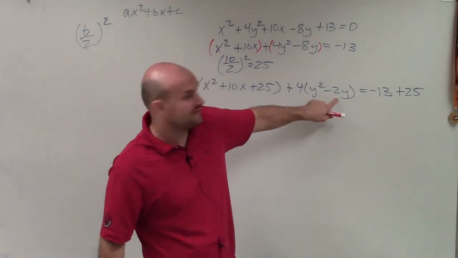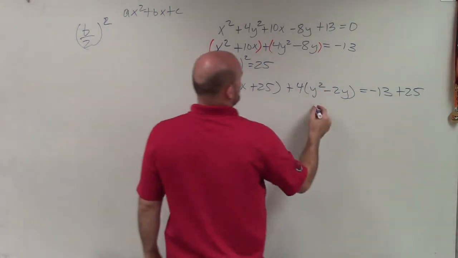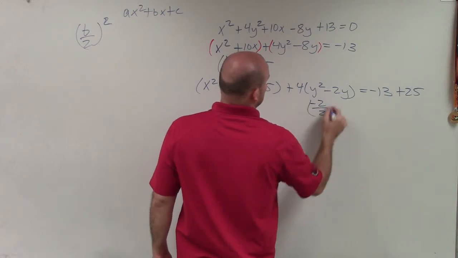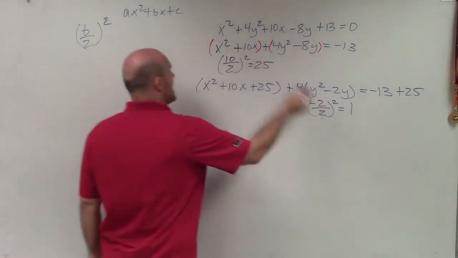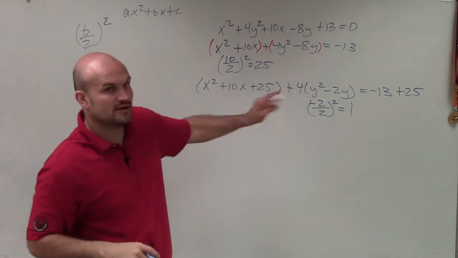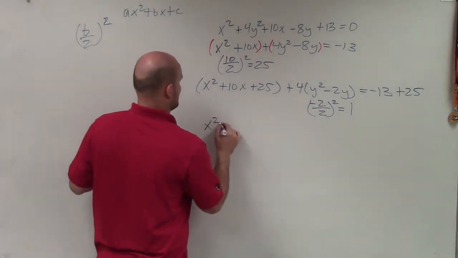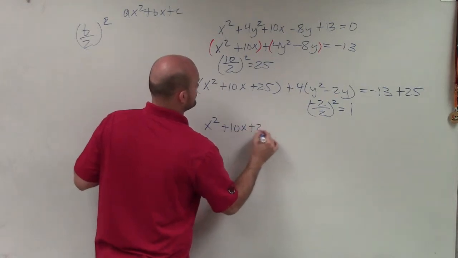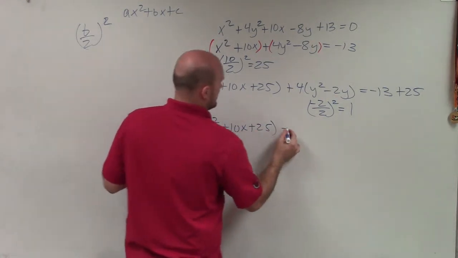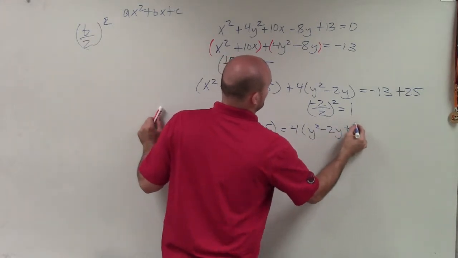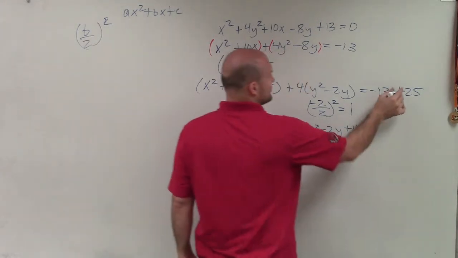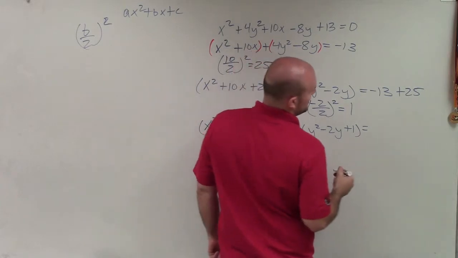Now, let's complete the square for this one. I'm just going to simply take negative 2 divided by 2 and square it, and that equals positive 1. Now, let's add that inside the equation. So I have x squared plus 10x plus 25 equals 4 times y squared minus 2y plus 1, equals negative 13 plus 25, which is going to be a positive 12.